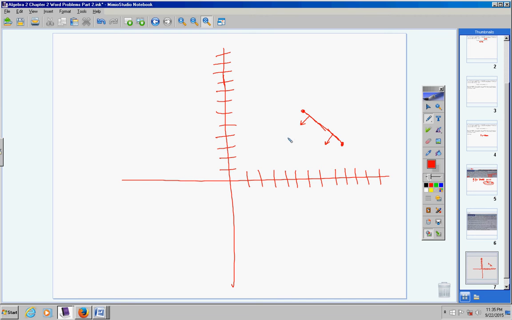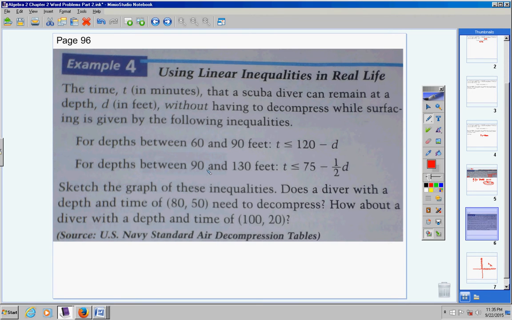Now, let's take a look at the other boundaries I have here, okay? Now I'm going to make my table of values for this function range from 90 to 130. So put 90 in for D. 1/2 times 90 is 45. 75 minus 45 is 30. Now put 130 in for D. 1/2 times 130 is 65. So 75 minus 65 is 10.